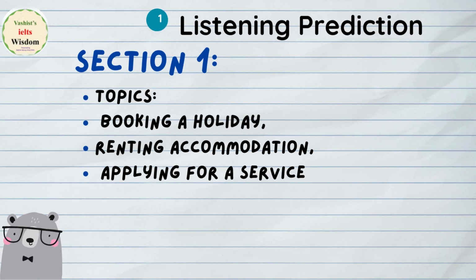So the very first is the listening prediction for Section 1 or Part 1. The topics are: number 1, booking a holiday, number 2, rental accommodation, and number 3, applying for a service. So these are the three expected topics. Please follow all the Cambridge 15 to 18. If you find any of these topics, please prepare them, because these are the expected topics in your upcoming IELTS exam on 26th April 2025.